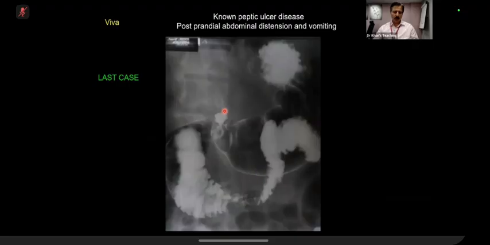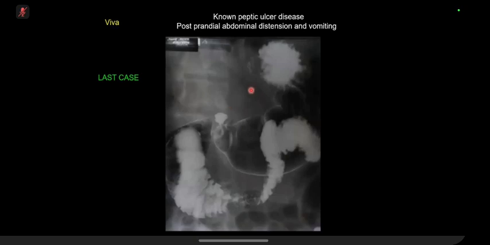We know that there is a projecting ulcer here. So I know it. I am not worried about it. This patient, the history is that after eating meals, has got a lot of distension and at times vomiting, cannot retain the food. What are the findings on this single study? A single view, should I say?